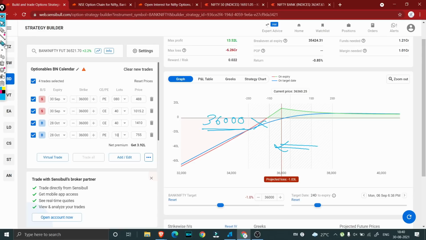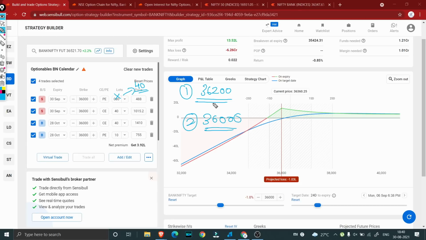There are two things to note here. The first thing is, if the move is below 36,200, then I am going to exit this 80 and make this into 40, right? And if the move is below 36,000, I am going to exit all the trades. So these two are the key levels which I'll be watching out for.